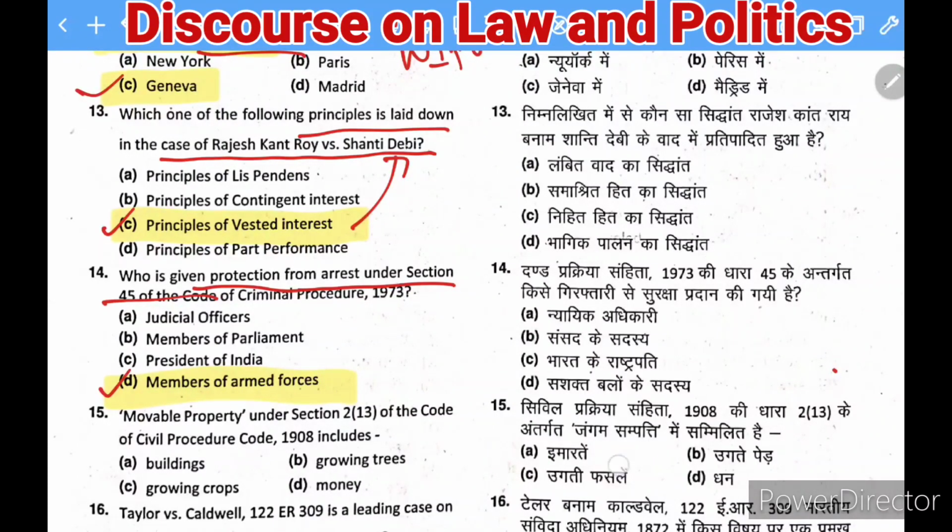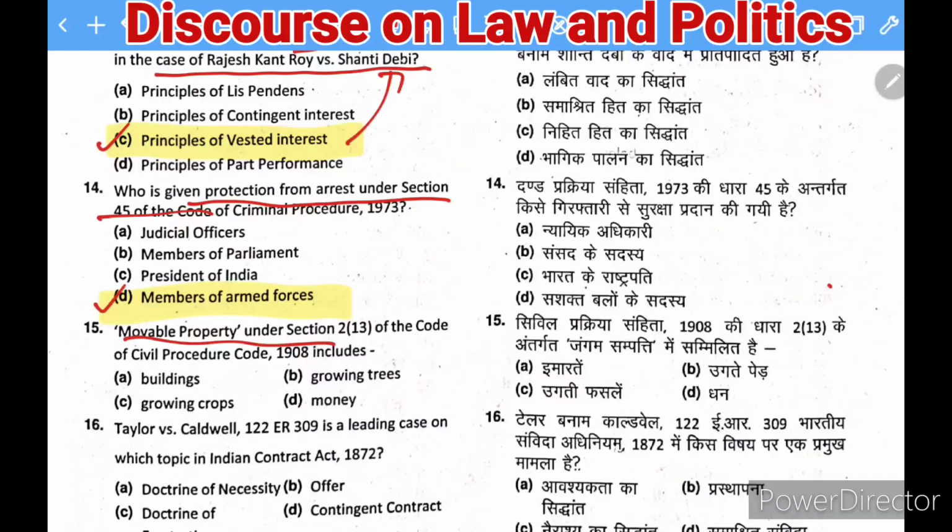Okay. Next question. Movable property under section 2 clause 13 of the CPC includes. So what is the definition of section 2 clause 13 of CPC with respect to movable property? The options which are given: buildings, growing trees, growing crops, and money. Which is the right answer? Just give your answer through the comment box. I am waiting for a response. The right answer of this question is the growing crops.